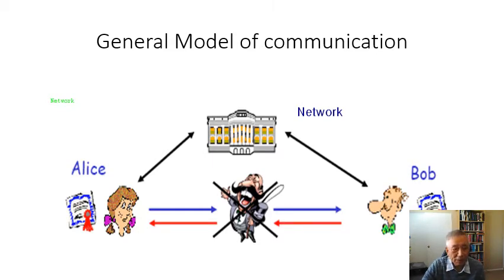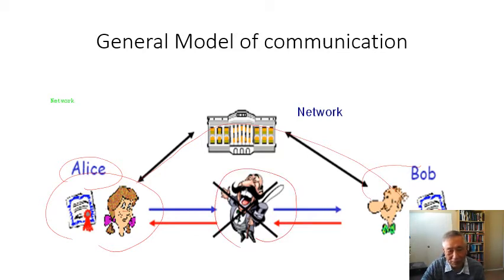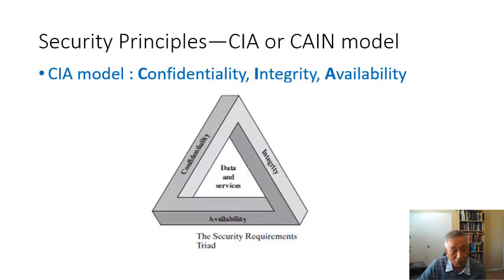So the model is that while we are communicating, using the typical names Alice and Bob, Alice is sending something to Bob through the network, but there is some bad guy who is intercepting it and making some kind of changes. From that leaked information, gained illegally, this person may do some harm to your system. That's what we don't want to see.